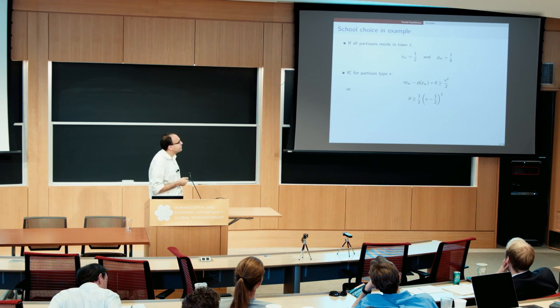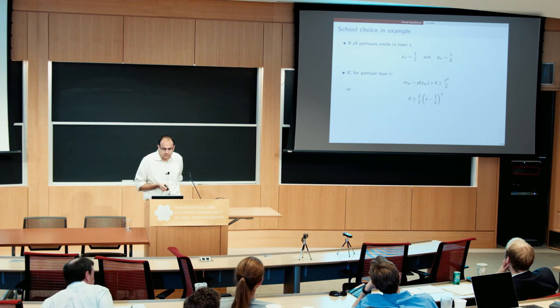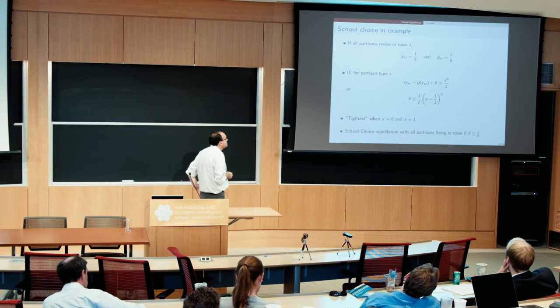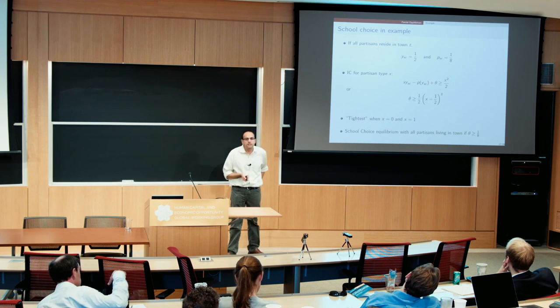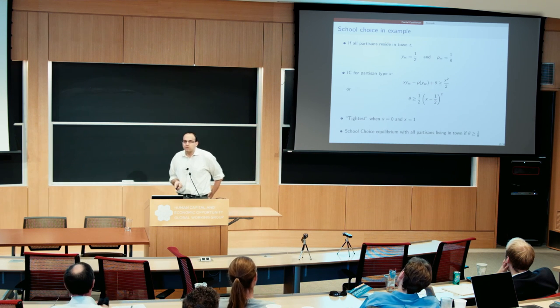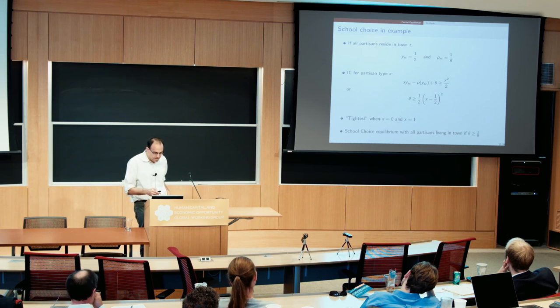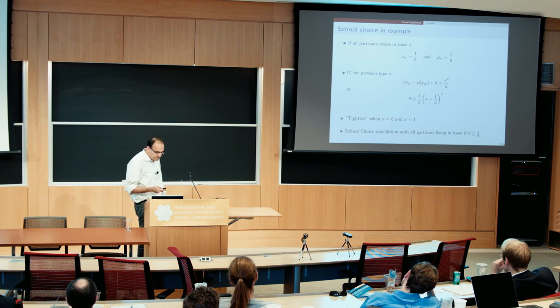Okay, and then we have to check the IC constraints. When you do the checking of IC constraints, you'll see that they're tightest at the extremes, at type equals 0 and type equals 1. Are these guys going to stay in the town or not? Provided that theta is high enough for the partisans, they'll find it worthwhile to stay in town. So theta here has to be greater than an eighth.